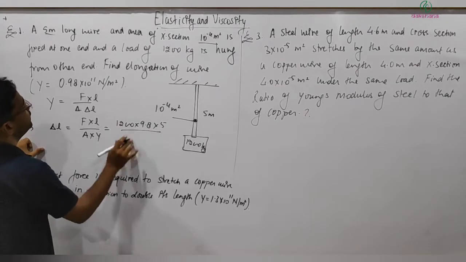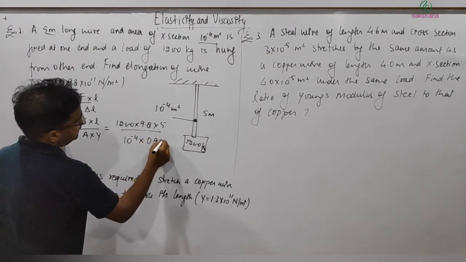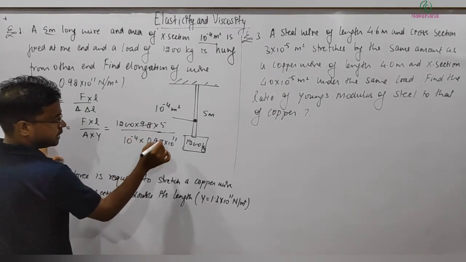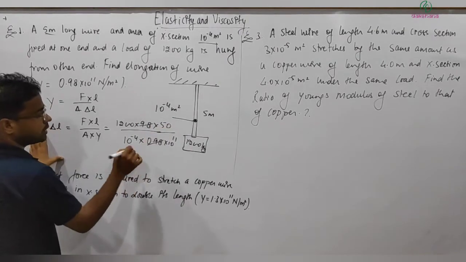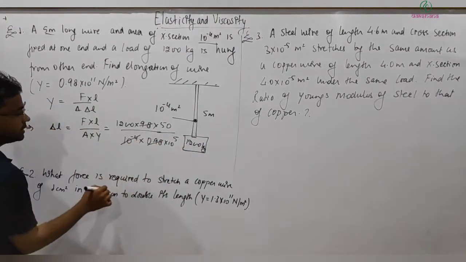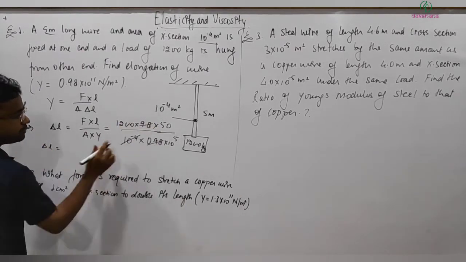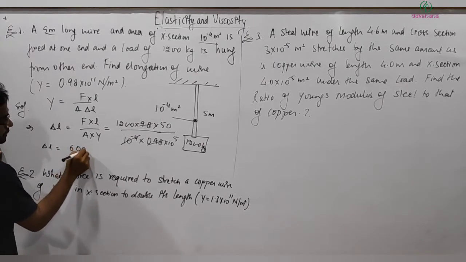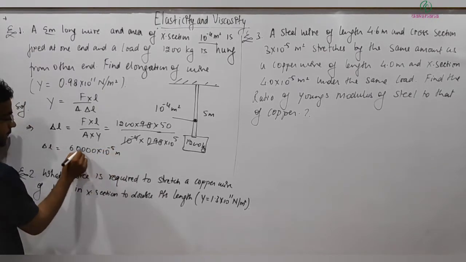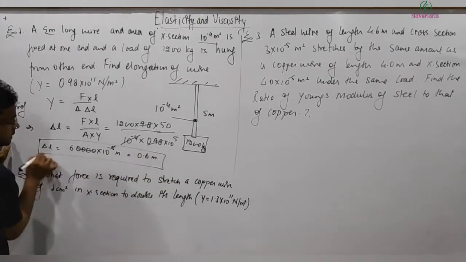Area is 10 power minus 4. Young's modulus is 0.98 into 10 raised to power 11. Right, so now we can simply cancel this 98 with this 10, and 10 raised to power minus 4, so it will be simply 5, and then taking it up. So delta L is coming out to be this 12 into 5, so it's 6 and 40 multiplied by 10 raised to power minus 5 meter, and this is gone, so it's basically 0.6 meter. This is the elongation of wire.